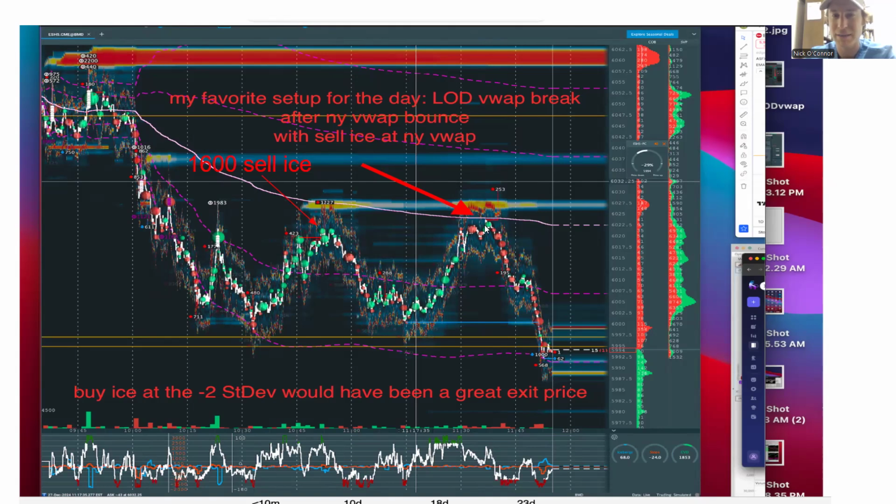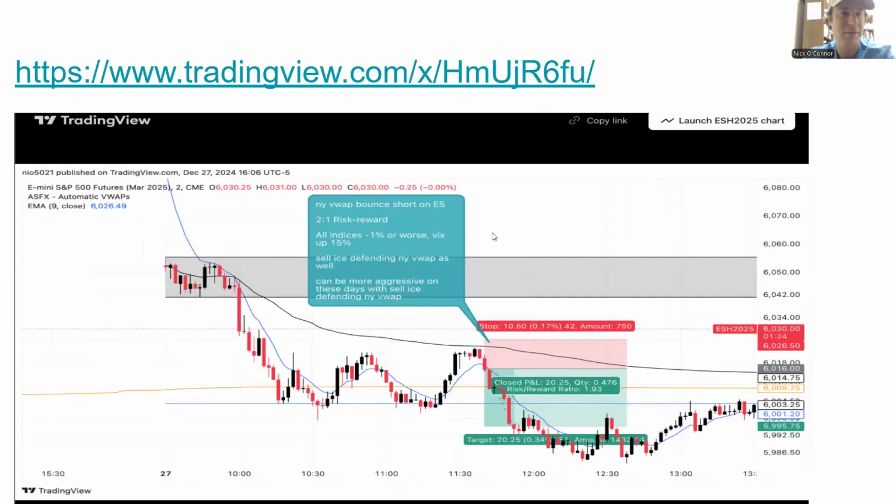After we get this touch of New York VWAP, we go straight down, and that's about 6020 to 5990, 5992. Pretty sweet move there if you caught it. And then this is a TradingView markup of that same day. So, you see nice selling pressure, sellers in control.